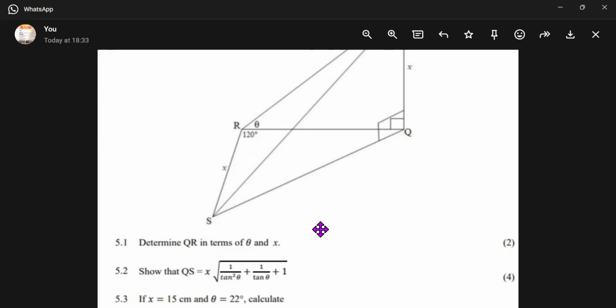Now, we will have found QR in the previous question, and we are given RS. So we have 2 sides and an included angle, which is the 120 degrees. We have everything we need in order to use the cosine rule. So let's get on with it.